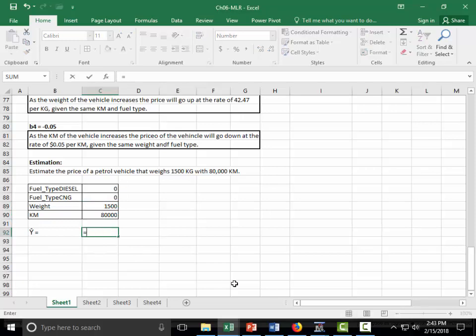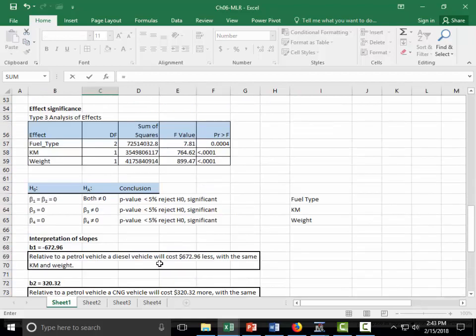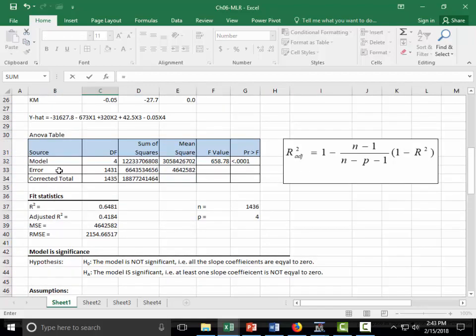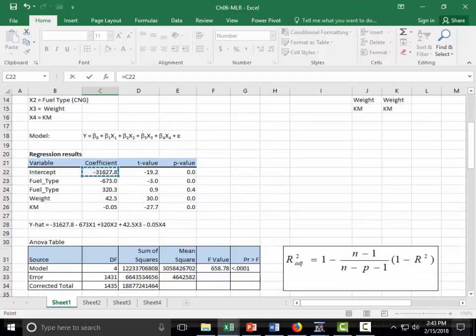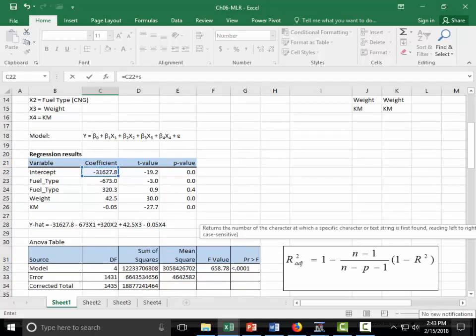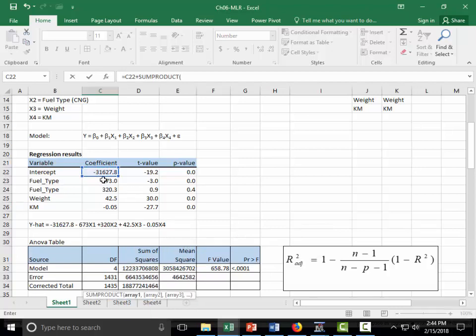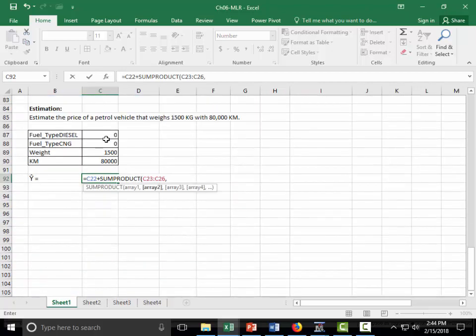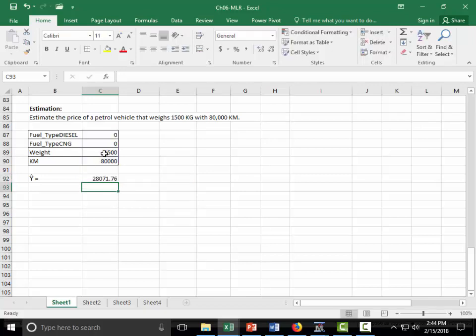So now we can compute the y hat value. So y hat is, here are the coefficients. So intercept, right? And then we can use the sum product of these coefficients with these values. Now if the coefficients are horizontal and these values are vertical, then you have to do transpose. But we don't have to do that here. So that gives us the estimated price in euros for this vehicle.